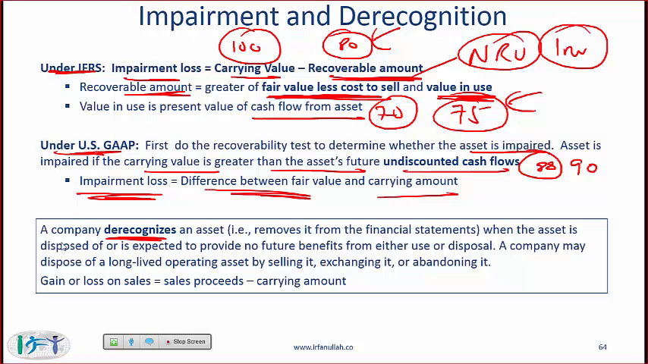Next, derecognizing. A company derecognizes an asset, which means it removes the asset from the financial statement, when the asset is disposed or expected to provide no future benefit. A company may dispose of a long-lived operating asset by selling it, exchanging it, or abandoning it. The gain or loss is equal to sales proceeds minus the carrying amount.